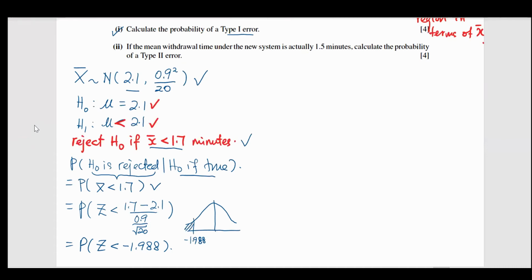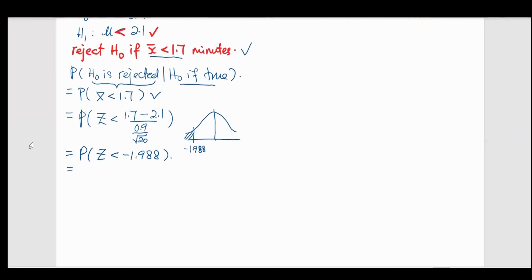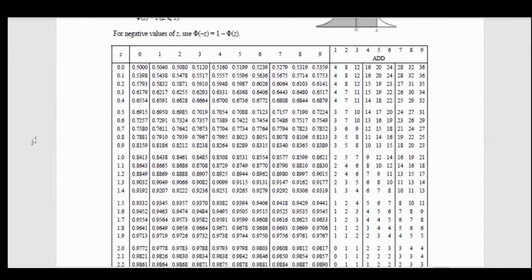And refer to the table to get to the probability. All right, so let me scroll down to look for the table that I get it here. 1.9, 8, and 8. So the value is this and this. So 0.9761 and 5, so the total is 0.9766.